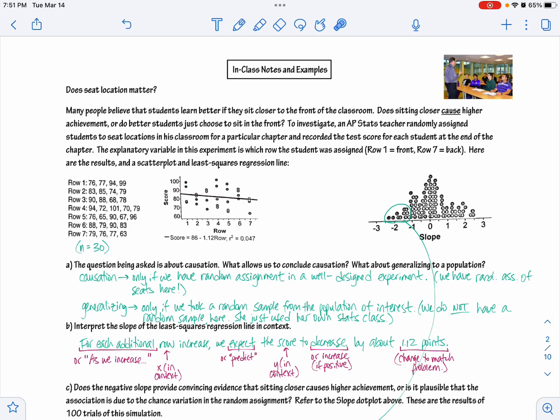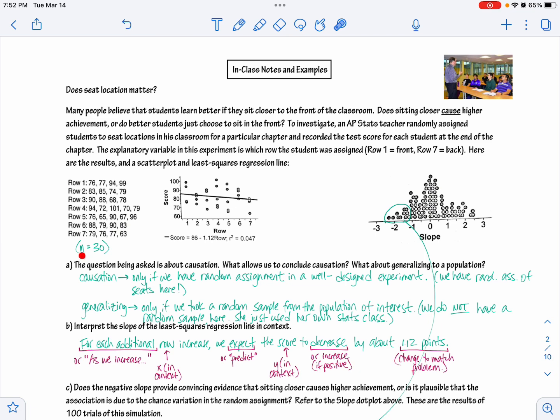Here is a scatter plot of this data. There are 30 students here that participated in this experiment. This teacher randomly assigned the students to seat locations, okay? And here's what our scatter plot looks like. You remember how to describe a scatter plot: moderate, weak, strong, linear, positive, negative, quadratic, that kind of thing. I'm going to go through these one at a time, but a bunch of this is going to be review from chapter 3, okay?